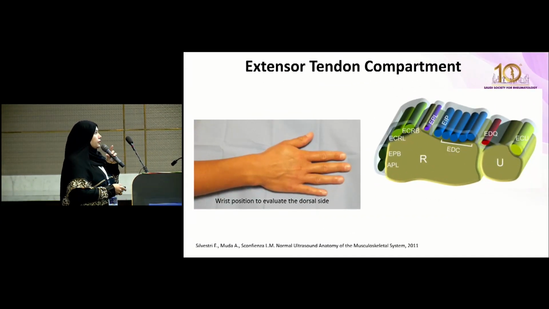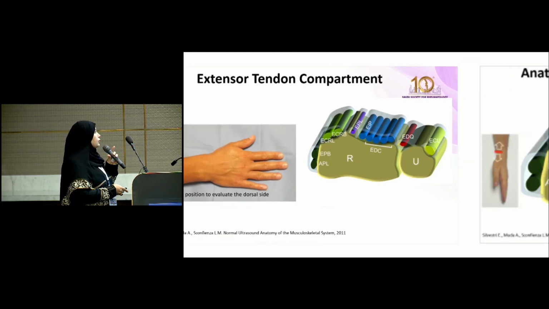So the sixth compartment also needs to be scanned for identification of any tendinopathy, or in case of tenosynovitis, in case of inflammatory arthritis such as rheumatoid arthritis. So we have 6 compartments.